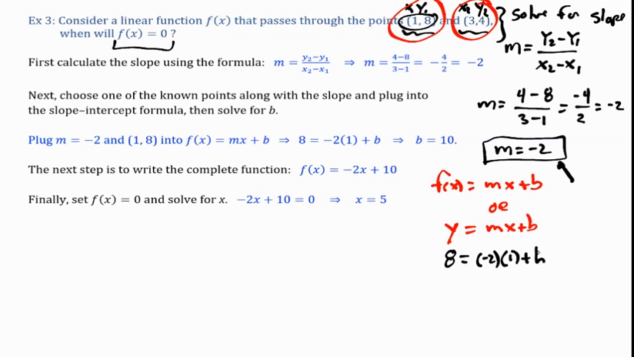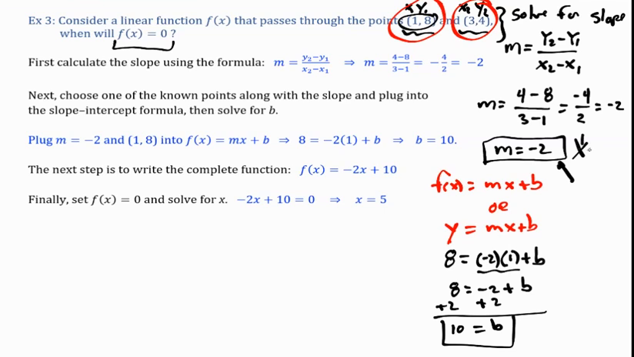And after we've plugged all of those values in, we're left with just the one unknown, which is the b value. And we can solve for this. So multiply negative 2 by 1, and we get 8 equals negative 2 plus b. Add 2 to both sides to isolate b. And we see that b is equal to 10. So now that we have the b value and the slope value, we can write the linear function f of x is equal to negative 2x plus 10.